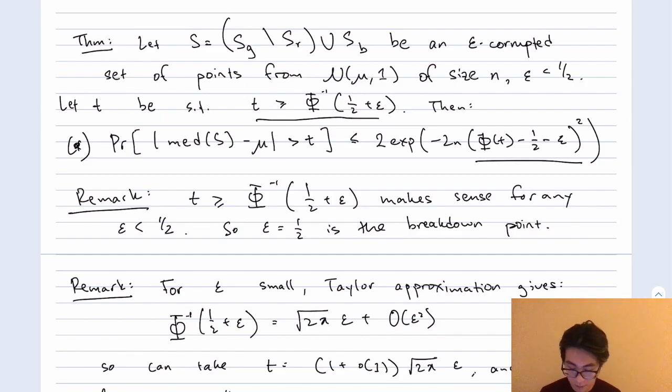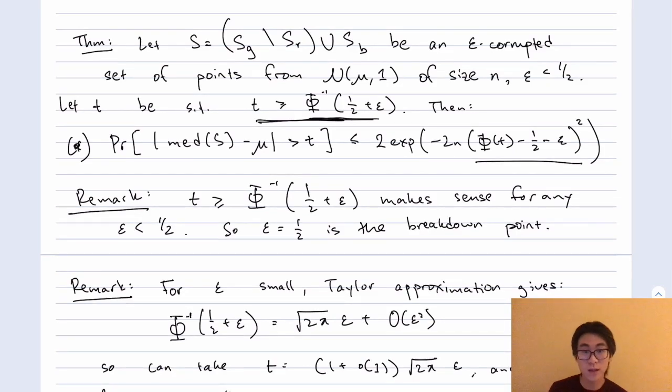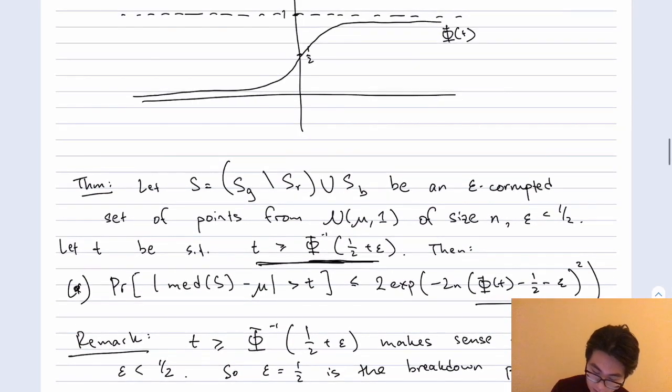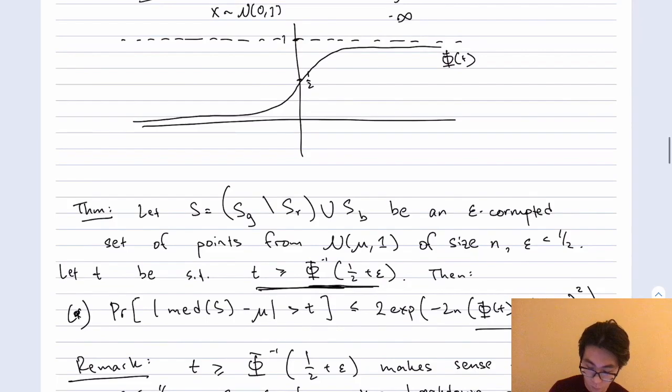But let me parse this in a way that makes a little bit more sense. First of all, this condition on t is fairly natural. In particular, it makes sense for any epsilon which is less than 1/2. This is because 1/2 plus epsilon, if epsilon is less than 1/2, will be less than 1, and phi inverse of that will at least be finite. So at least this guarantee will make sense for some t's. However, notice that when epsilon is 1/2 or greater, then phi inverse of 1 is infinite, just because if you look at this, it asymptotes at 1.